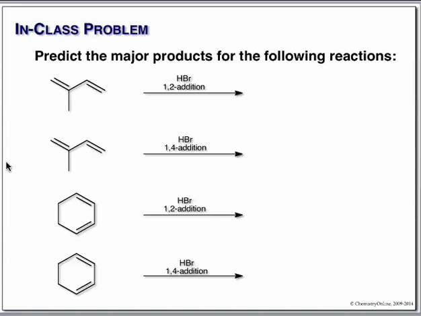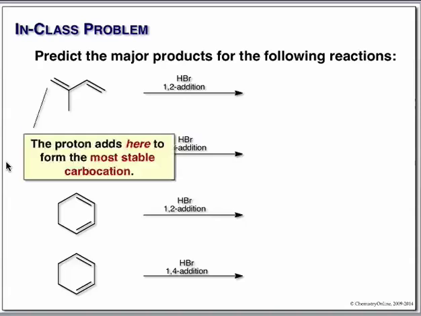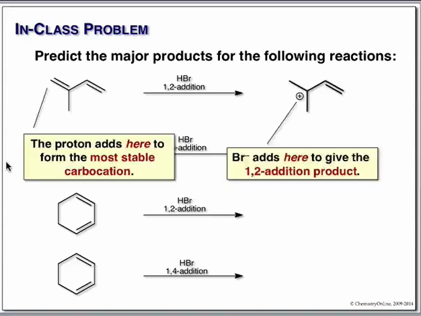The question that you need to ask, once again, is where do you put the proton to give the most stable carbocation? In the first one here, if we put the proton on this carbon, on this end, the carbocation will form here at the second or tertiary center, and that will be the most stable carbocation we can form. If we're doing simple 1,2 addition, there's the carbocation we form. For simple 1,2 addition, we'll just add the bromide anion to that, and the product should look like this.